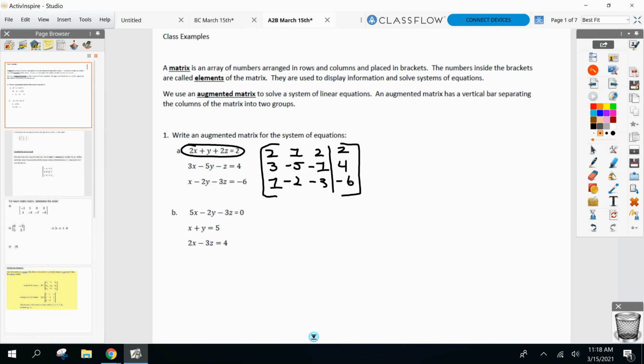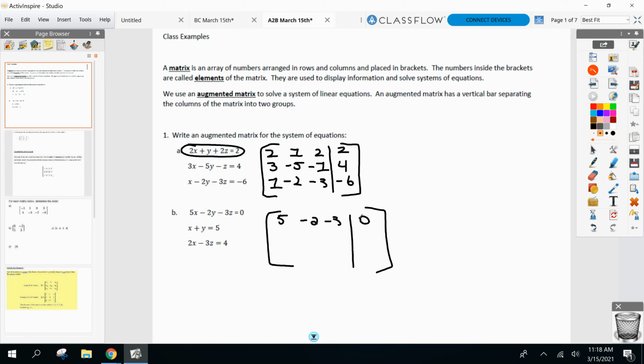All right, next up for B. So I got my brackets. Let's fill it in with my rows and columns now. First equation, no big deal. That was just like in part A. 5, -2, -3. My vertical line for equals, and then, yep, 0. It's equal to 0.